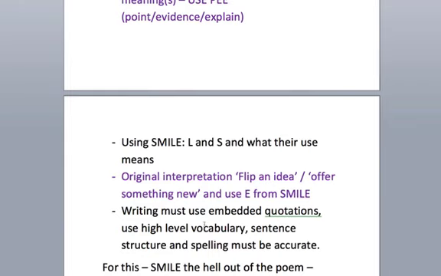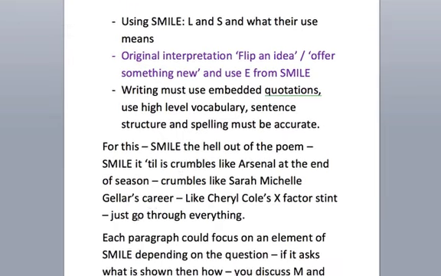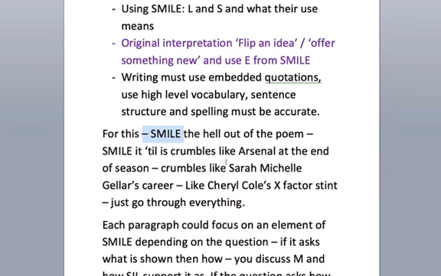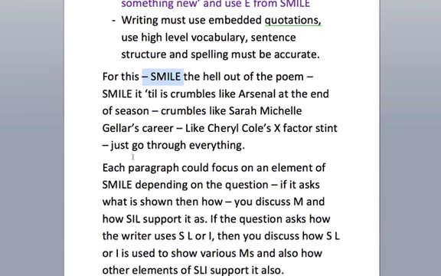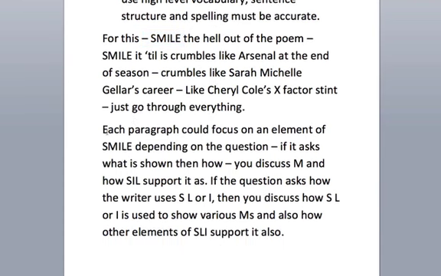All you don't have to do now is compare it to anything. So what I'd recommend is just SMILE the hell out of the poem, just till it crumbles, like Arsenal at the end of a season, or something else that kind of pathetically dwindles and isn't how it was anymore. Each paragraph, when you're actually writing it, could focus on an element of SMILE, depending on the question, and then obviously depending on the wording of the question, you can do it a certain way.